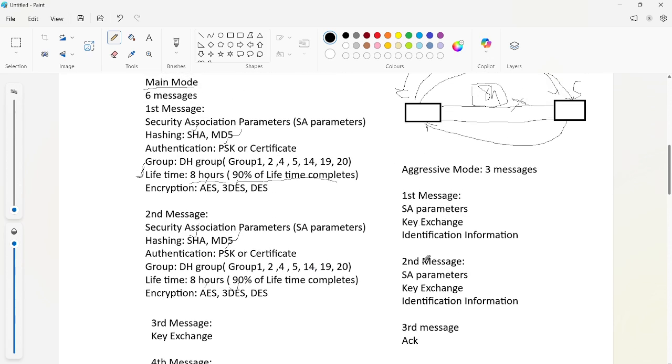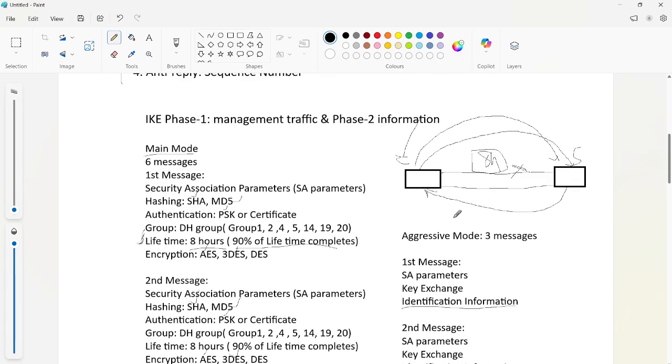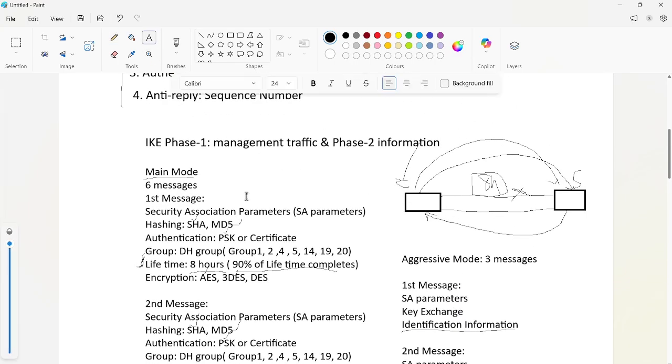But aggressive mode is not secure, we are not using any encryption on the identification information. And main mode is a slow process when compared with aggressive mode, because main mode has 6 messages to process, so it will take a bit more time. But aggressive mode is faster because it has only 3 messages. So we are going with only main mode.